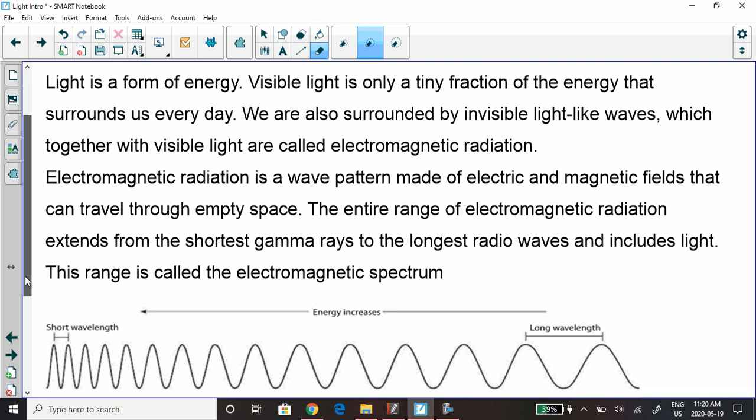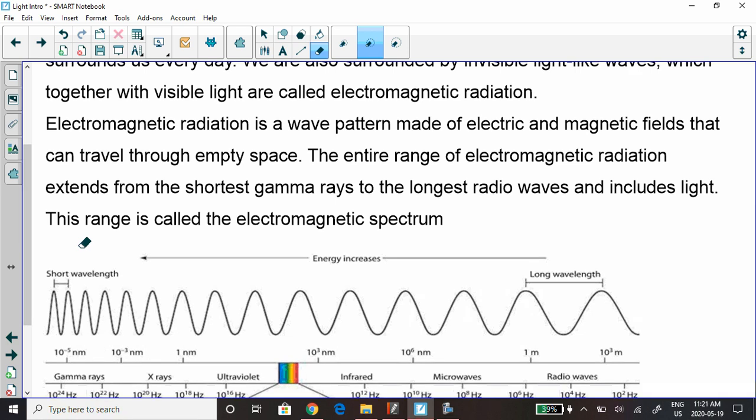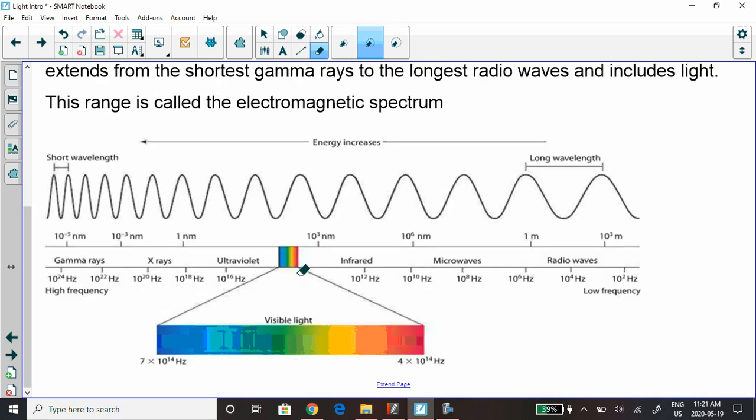The entire range of electromagnetic radiation extends from the shortest gamma rays to the longest radio waves and includes light. This range is called the electromagnetic spectrum. Let's take a look at it. Here it is. Visible light is just this little bit in here where things vibrate from 7 times 10 to the 14 hertz for blue light, very high frequency, to red light, 4 times 10 to the 14 hertz, lower frequency. Red light has a lower frequency and a longer wavelength. Blue light has a higher frequency and a shorter wavelength.